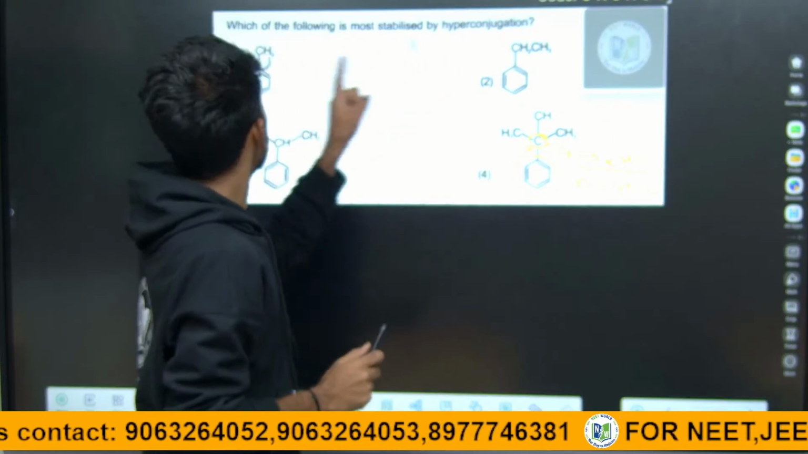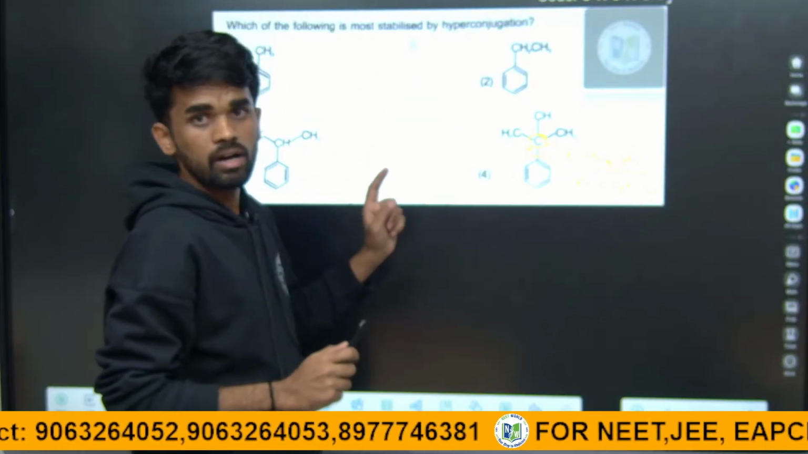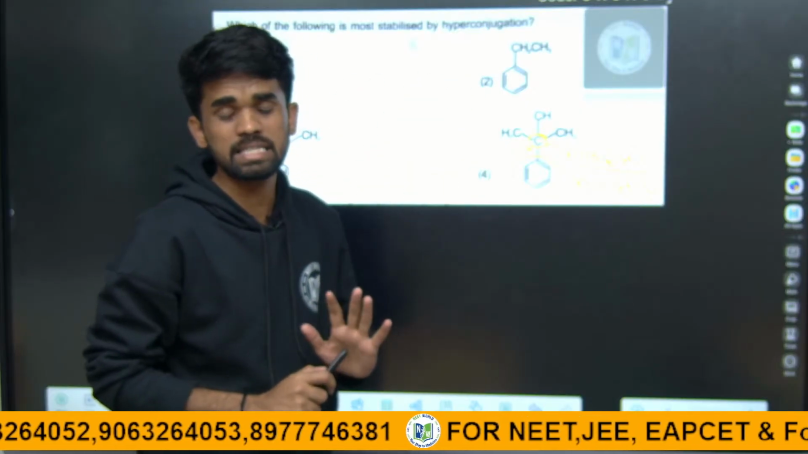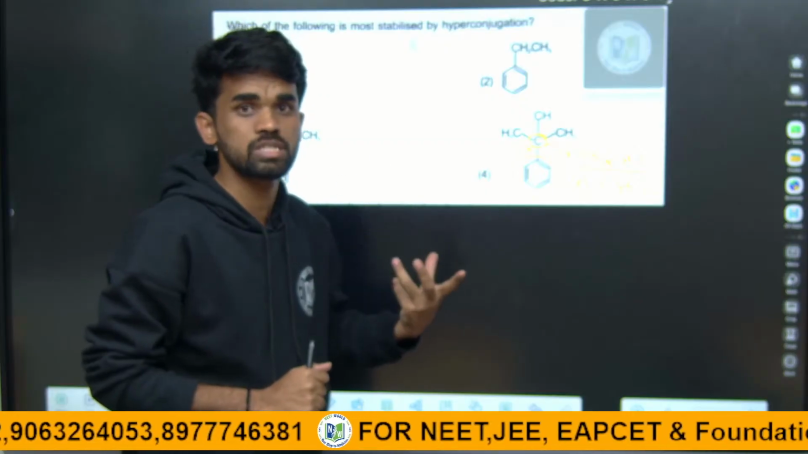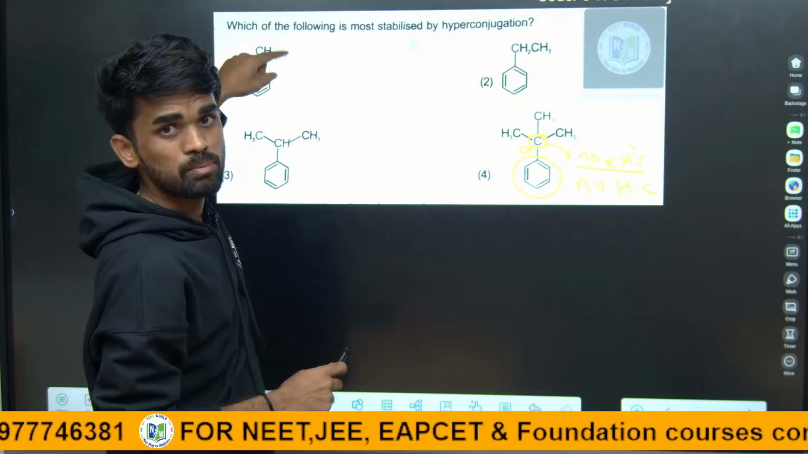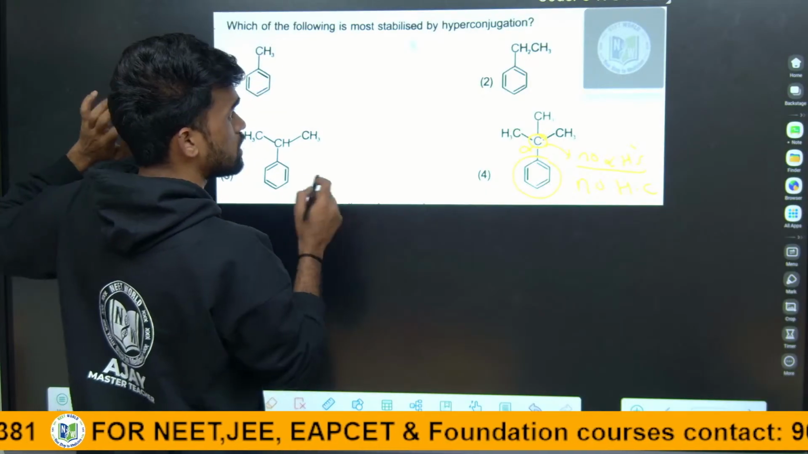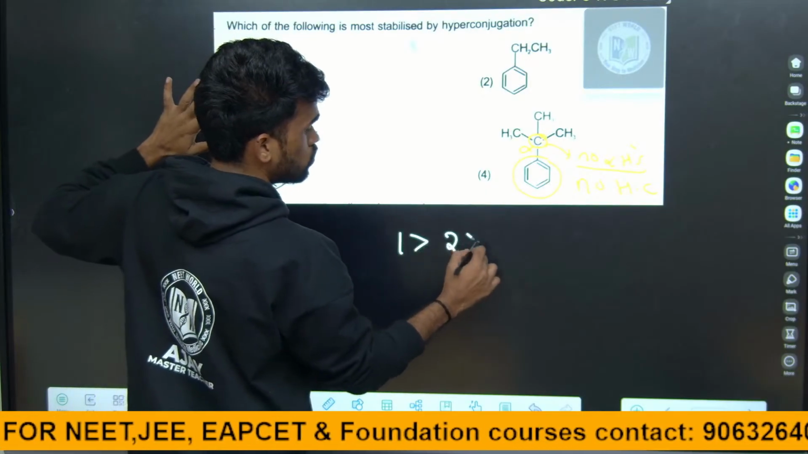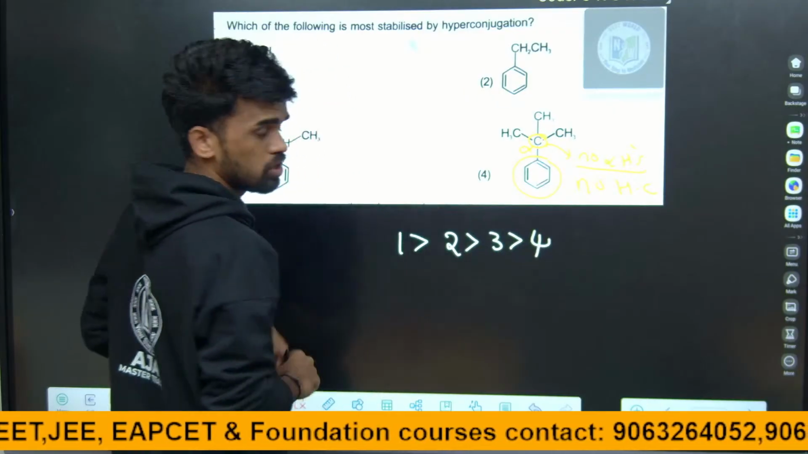Therefore, only in 1, 2, 3 cases hyperconjugation is taking place, but out of those 3, which is more stabilized? Option 1, because the more the number of alpha hydrogens, the more is the stability by hyperconjugation. So I can write the order as 1, 2, 3 and least is 4. So this is the order.